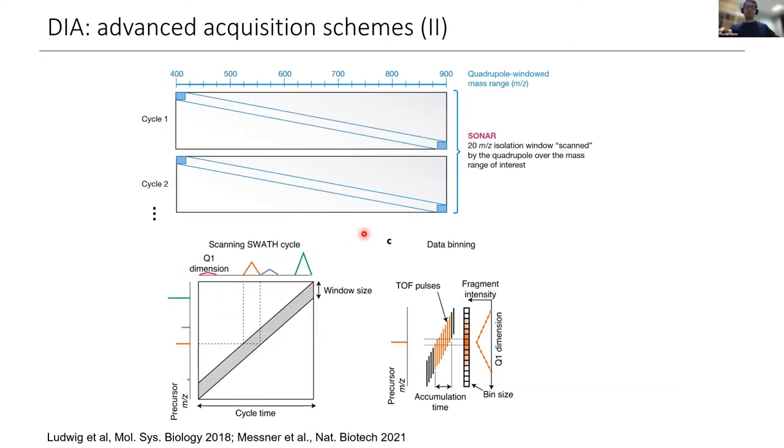And more recently, there were also approaches that went very far away from having these windows. Rather than having defined windows, they would just scan the quadrupole very fast through the entire range. So they don't have these fixed windows anymore, but more of a smooth transition through the entire m/z range.